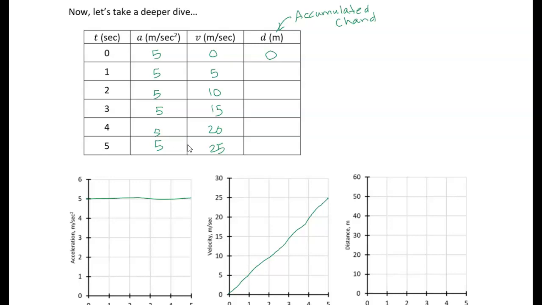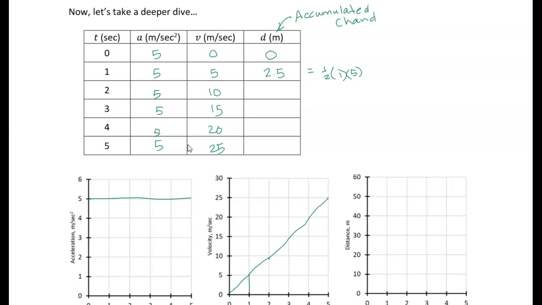All right, so how far have we gone over the first second? If we look at our little triangle here, there's our first second. So over our first second, our distance is going to be 1/2 times 1 second, the base of the triangle, and the height is the velocity, which is 5. So in that first second, we traveled 2.5 meters. All right, let's keep doing that.